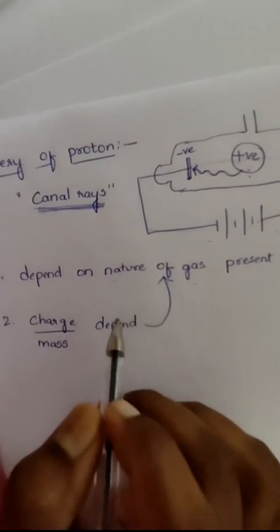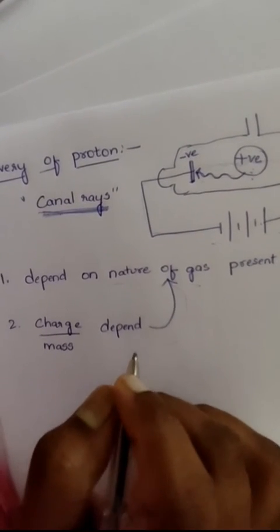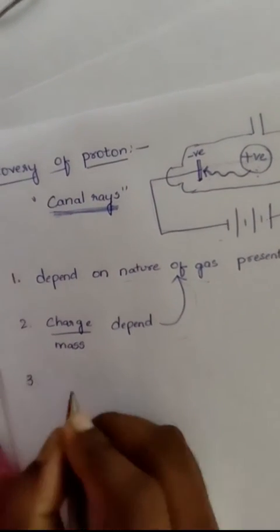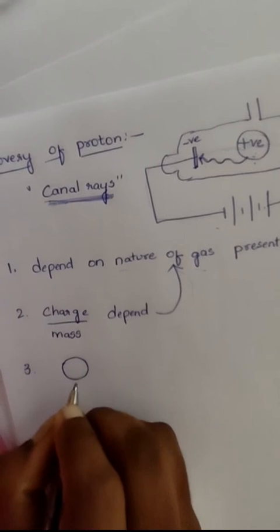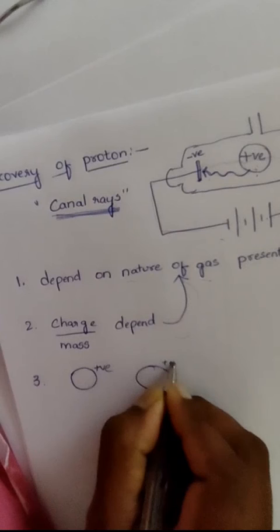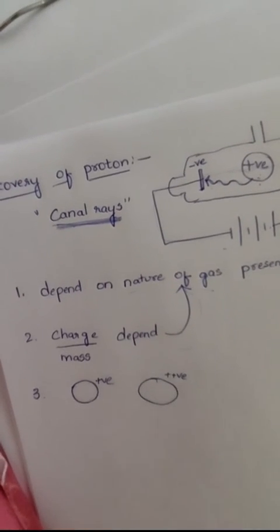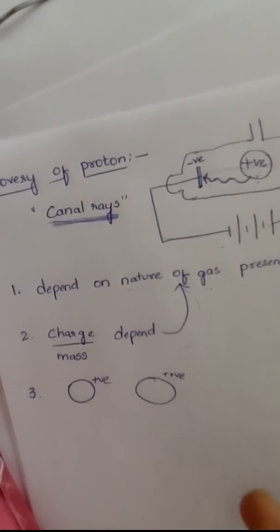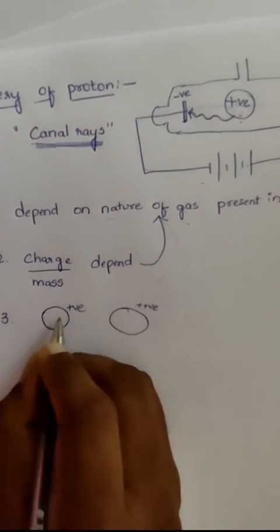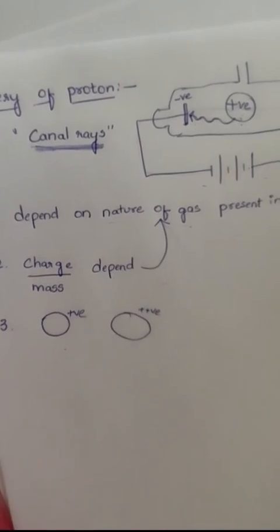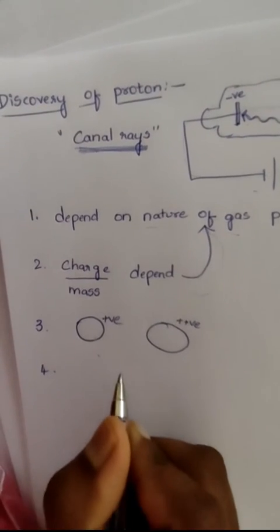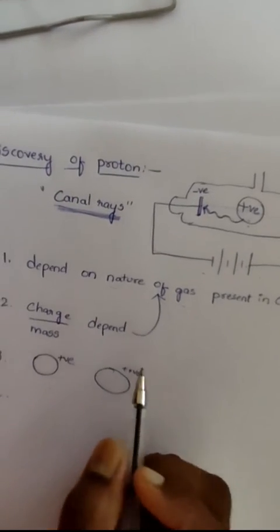Some positively charged particles carry multiples of the fundamental unit of electric charge. That is, some charged particles may be unipositive, some may be dipositive, like that. It is not constant. It may be a unipositive ion, it may be a dipositive ion, or it may be a tripositive ion, like that. And then the behavior of these particles in magnetic and electric fields.